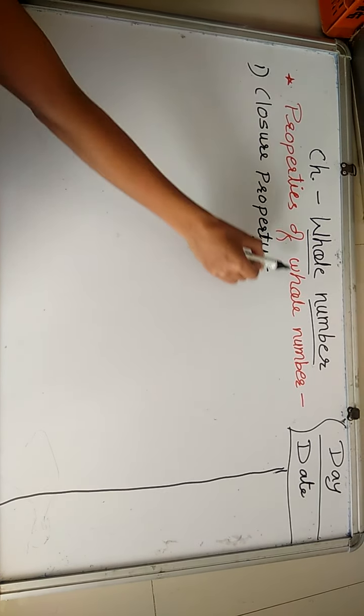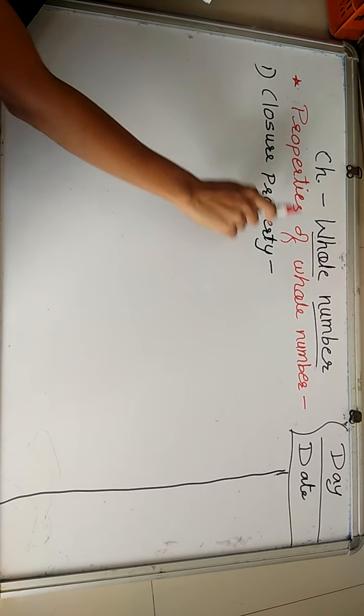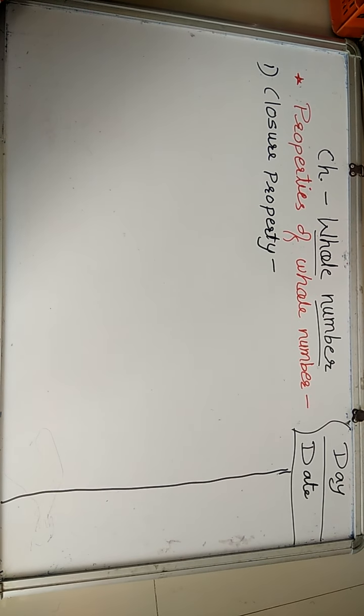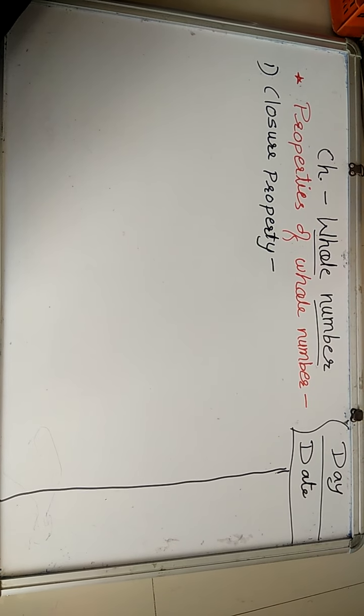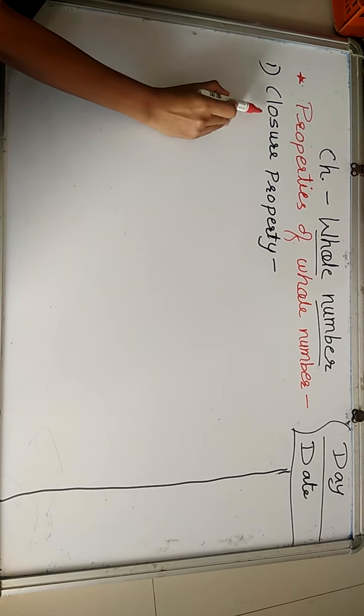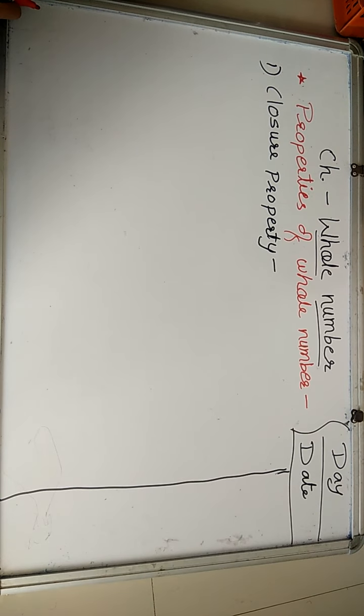Properties of whole numbers. The first property is closure property. Before we start, these properties of whole numbers only work for addition and multiplication, not for subtraction and division. Now our first property is closure property.